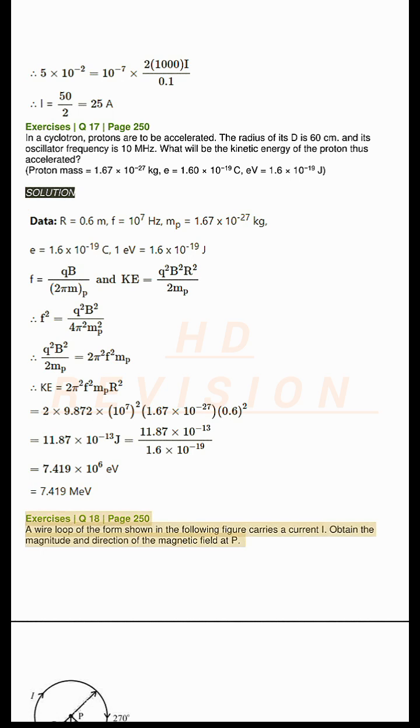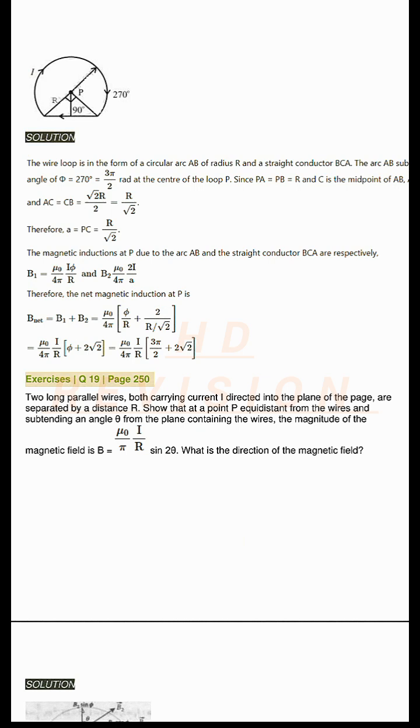A wire loop of the form shown in the following figure carries a current I. Obtain the magnitude and direction of the magnetic field at P. Solution. Exercises Q19, page 250.